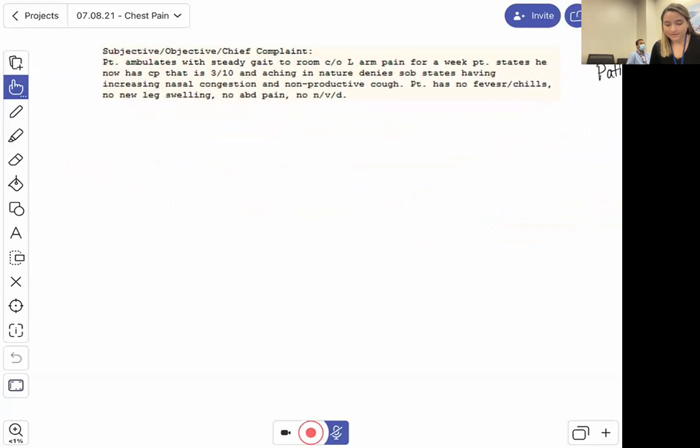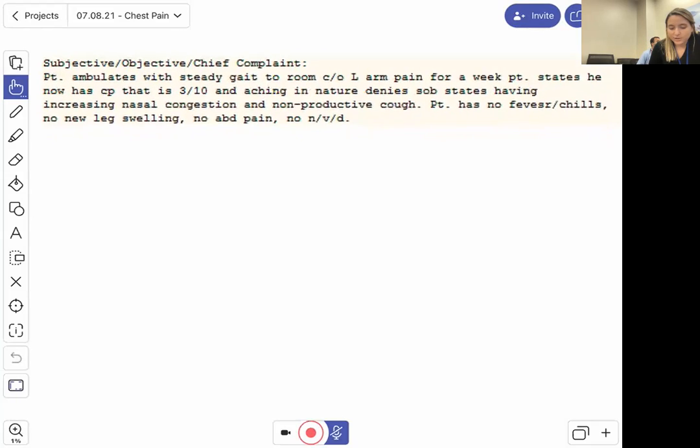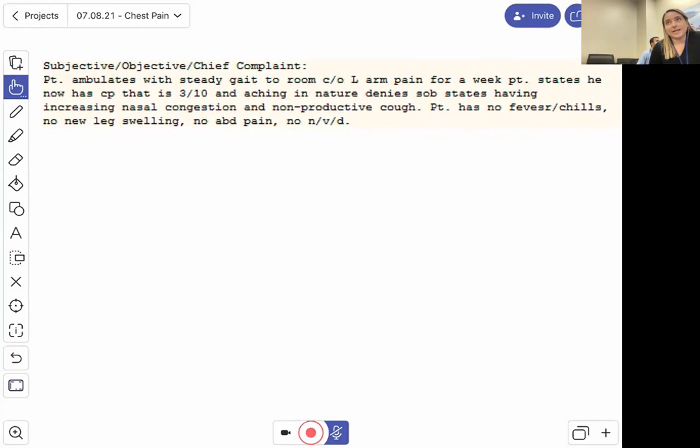Okay, so this is from the ER, his subjective complaint. So patient's coming in, he's got a steady gait, he's having left arm pain for a week. He now has chest pain that is 3 out of 10 and aching in nature. He doesn't have any shortness of breath. And he states that he's having increased nasal congestion and non-productive cough. Patient has no fevers, chills, no new leg swelling, no abdominal pain, nausea, vomiting, diarrhea. So this is what he reports when he walks in.